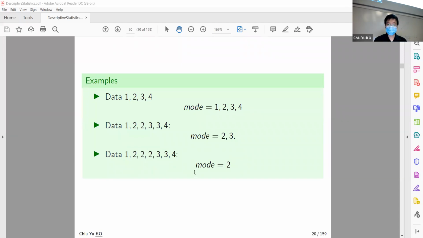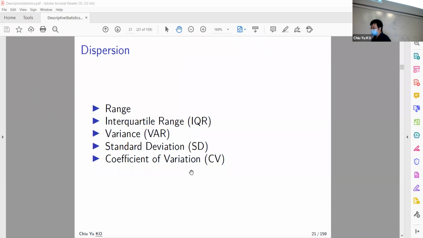Okay, so I think we have covered the three measures of central tendency. Any questions before we continue? Sorry, I changed the mask because it's a bit uncomfortable.